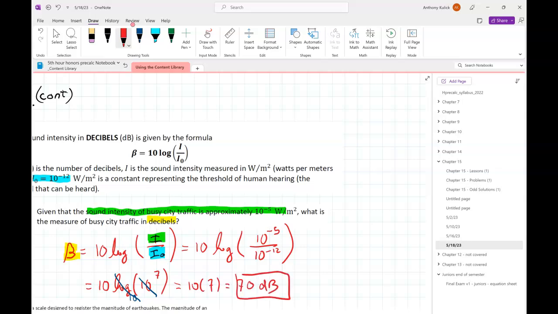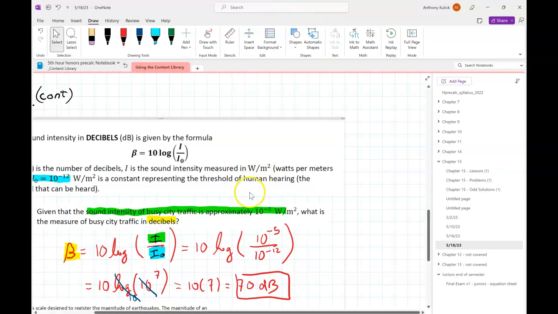So we end up with just 7 times 10 or 70 decibels. No calculator necessary, right? Now, would it be okay if you used your calculator here? Yeah, but give that poor girl a rest. You guys rely on her so much.